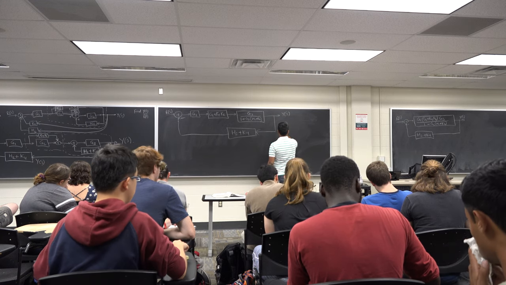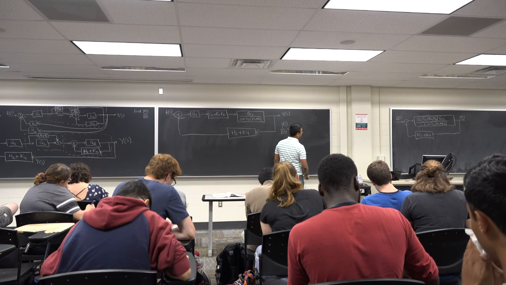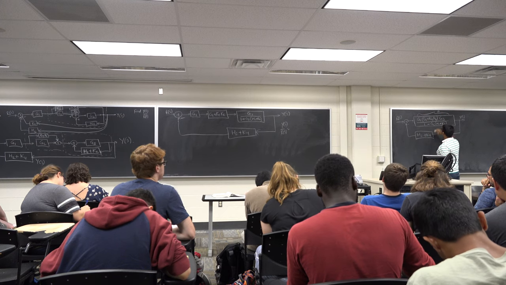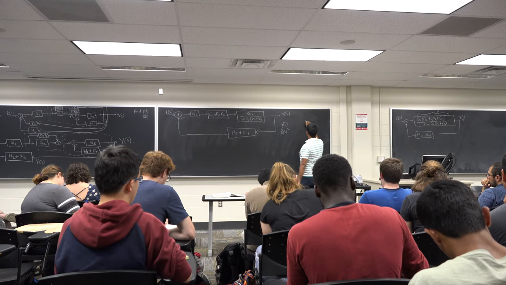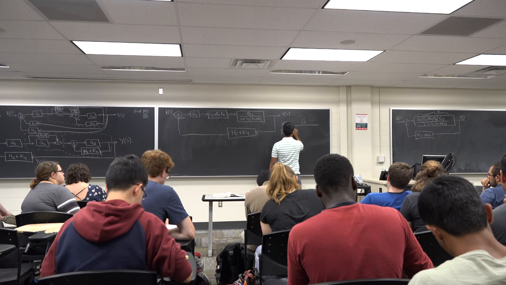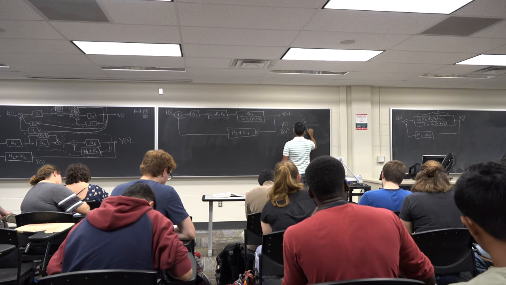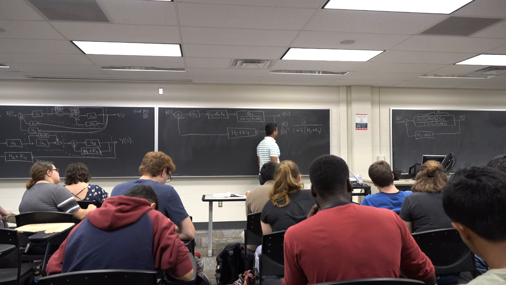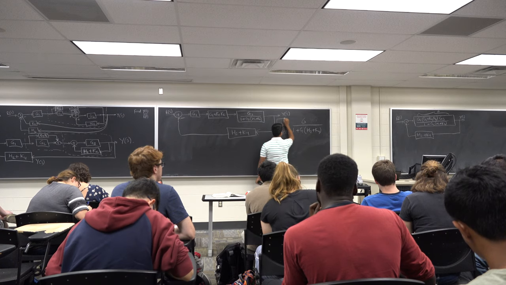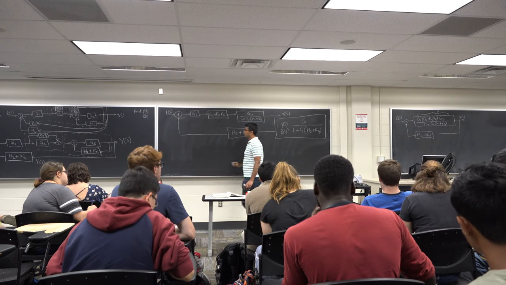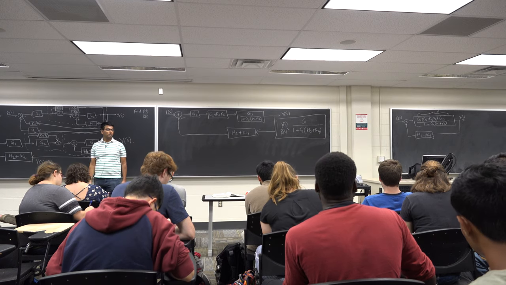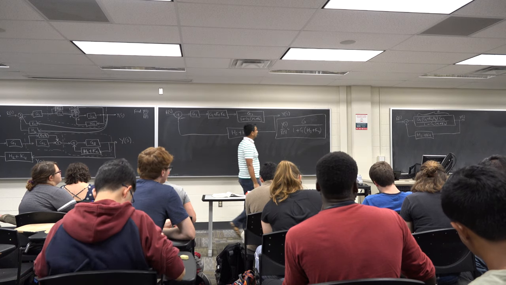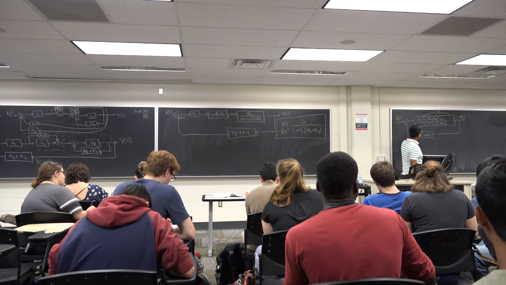So Y of S over R of S is equal to, let me call this G, that's G over 1 plus G multiplied by H2 plus G4. Okay, so this is the transfer function for the input-output system, where G is this ugly transfer function.